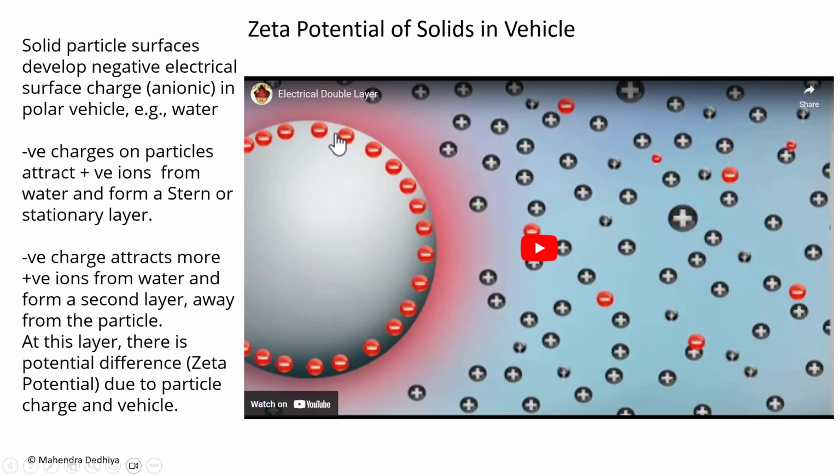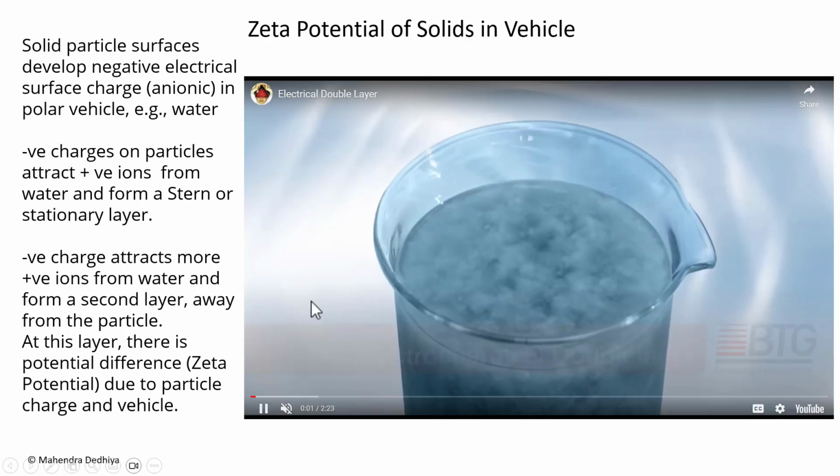Negative charge still keeps on attracting more positive and forms a second layer. At this layer, there is a potential difference between the particle and the vehicle. In this video, we will see zeta potential formation.